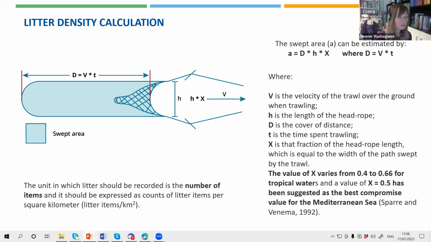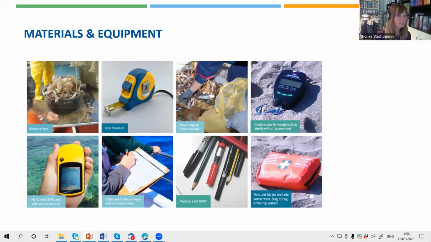And here you can see that in order to do this calculation, we need to know the velocity of the trawling boat, we need to know the opening of the head rope of the haul, and we need to know the time that has been spent in trawling. And then for the Mediterranean, an X factor is used in order to compute the path that has been swept by the trawl. And regarding materials and equipment, again, they are very similar to the materials used for all other macrolitter surveys.